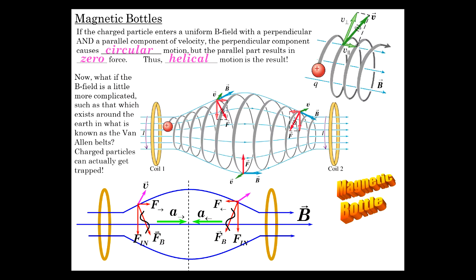Now, because of those forces toward the center, and notice at the center point, everything is perpendicular. The force is perpendicular to the velocity. There is no acceleration at that point. So what happens to the particle? It'll be trapped inside this magnetic field region because it's always being accelerated toward the center.